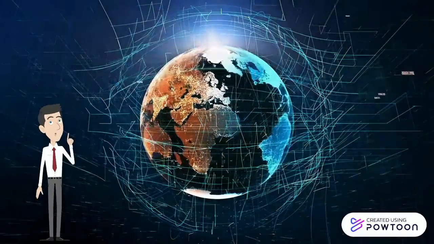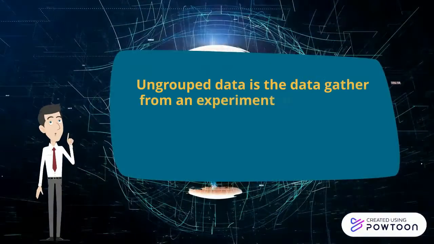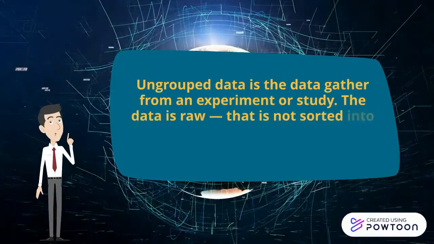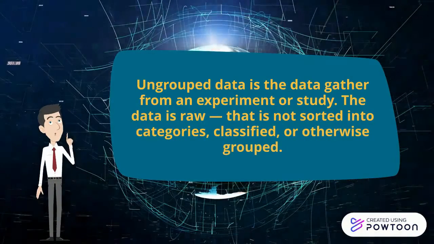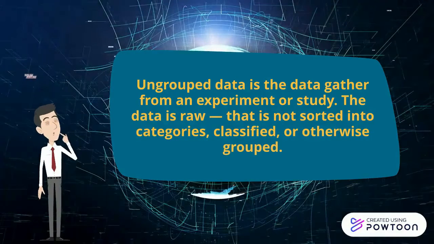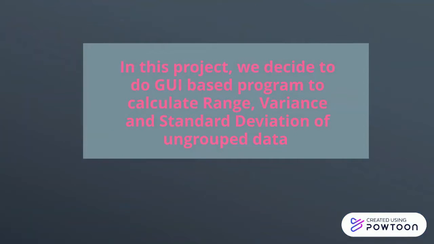So what is ungrouped data? Ungrouped data is the data gathered from an experiment or study. The data is raw, that is, not sorted into categories, classified, or otherwise grouped. In this project, we decided to make a GUI-based program to calculate the range, variance, and standard deviation of ungrouped data. For variance and standard deviation, we calculate both sample and population.